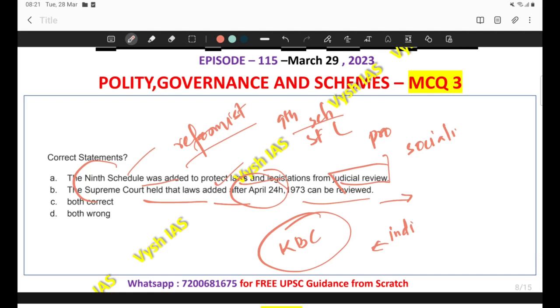You have to be aware of the provisions, the chronology of the case and the evolution of the whole case, both for the prelims and the mains perspective. So this is an indirect way of asking about the Keshavananda Bharati case. Yes, after April 1973, the Supreme Court held that judicial review as a weapon can be used. This case was wrapped up on April 24th, 1973, and after that the Indian polity became more responsible and responsive. It upheld democracy. So please go through this case. Both statements are correct, so C is the correct answer.